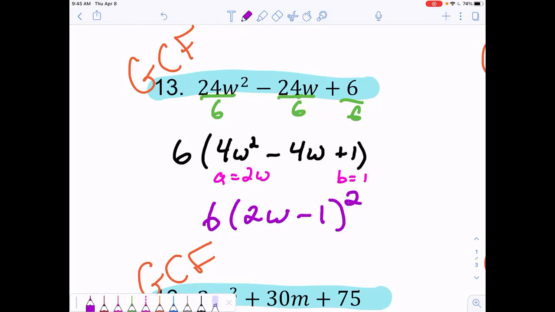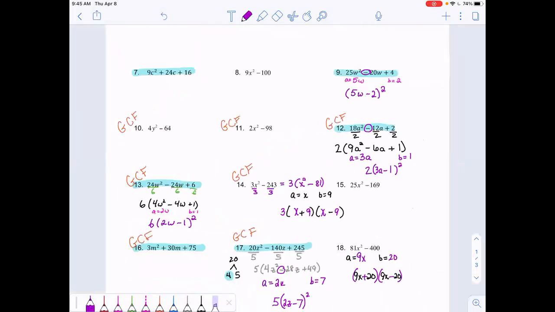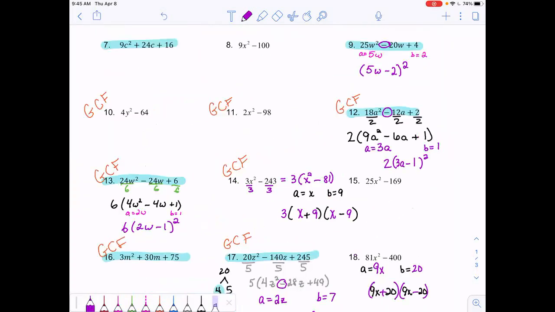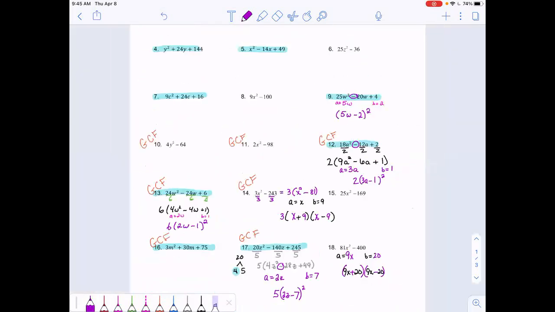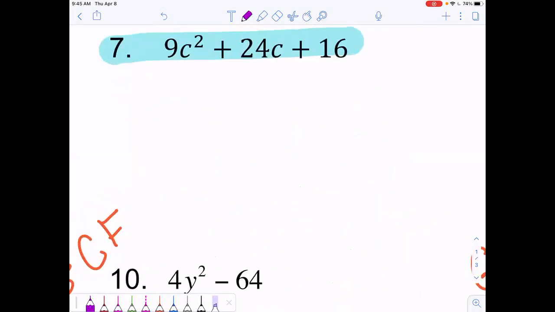We'll do one more. You got one you want us to do together? One you didn't get to? Yeah. So 7, we first looked, does it have a GCF? In this case, it does not. Anya, what's my A? What's my B? A would be 3c and B would be 4. You got it. Is it going to be addition or subtraction in the middle of that?